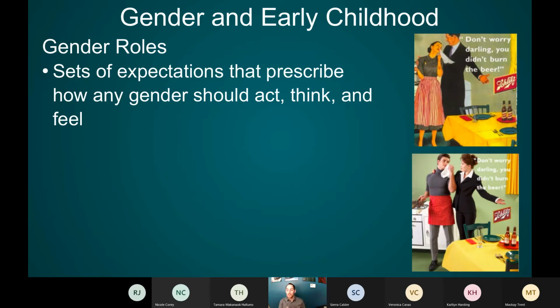So in early childhood, children are learning the gender roles that exist. And so essentially the definition of a gender role is the expectations that are prescribed onto how any given gender should act, think, and feel. So I've got these two comics. Well, this is a comic. This is an ad that existed. So this is a twist on that ad, kind of flipping those roles around, changing how any of these genders might be supposed to be acting, thinking, or feeling.